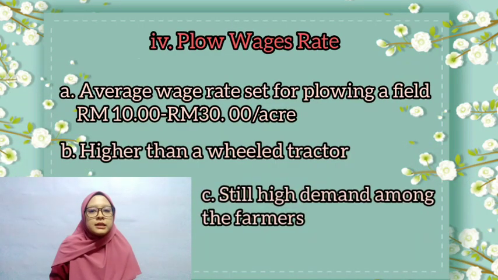The fourth part is the plow wage rate. The wage rate for plowing using a chain tractor varies by state. However, the average wage rate set for plowing a field is RM10 to 30 per acre, higher than a wheel tractor, but it is still in high demand among the farmers who have a problem in their field.